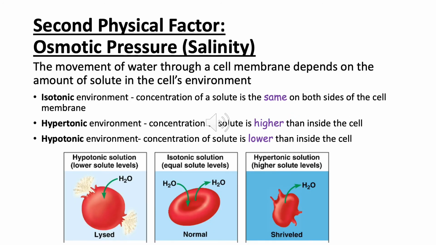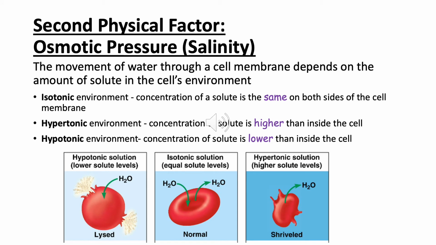So why do we care about how water flows into and out of a cell in response to the solute in the environment? Why does that matter? Well, it's really important to the state that the cell is in. For example, if too much water flows into a cell, it could cause it to burst. If too much water flows out of a cell, it can cause it to be shriveled. So the osmotic pressure in a cell is really important to its survival. The movement of water through a cell membrane depends on the amount of solute in the cell's environment.